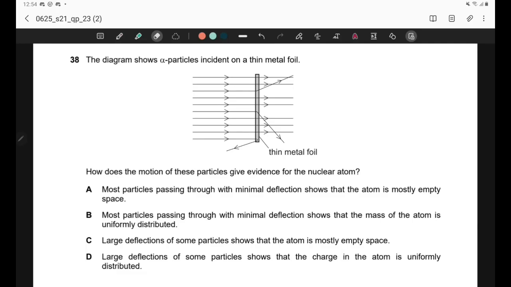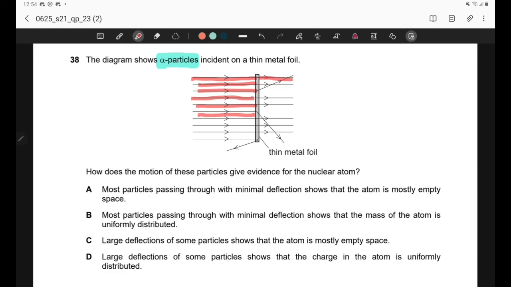Question 38. The diagram shows alpha particles incident on a thin metal foil. How does the motion of these particles give evidence for the nuclear atom? So we have here a thin metal foil and alpha particles incident on this thin metal foil. Once they are incident on the metal foil, what happened to their path? We can see that clearly.